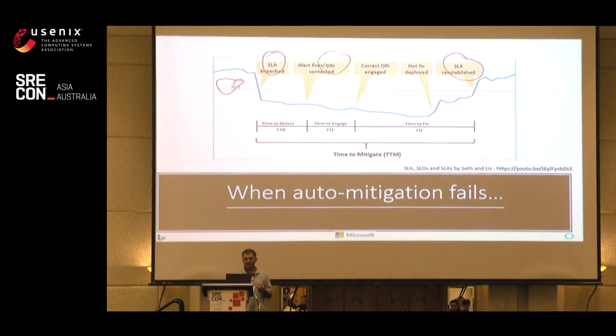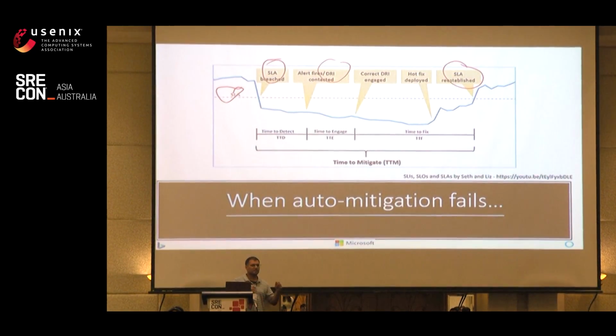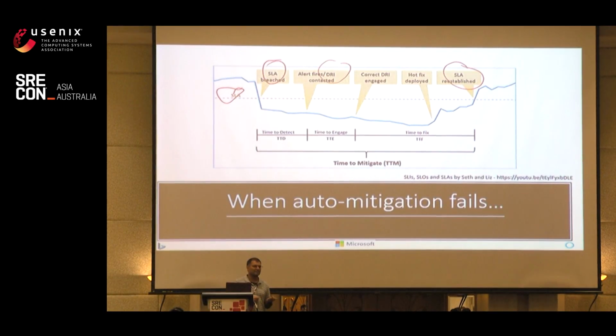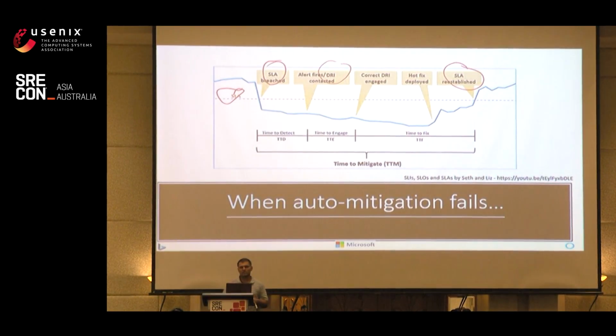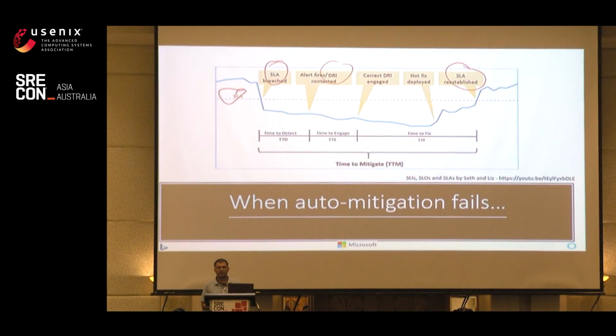So in this case, with debugging, clearly we want auto mitigation to work, right? We don't want humans to tinker around and fix problems. But it works in the majority of cases. Invariably, you're going to run into problems where the auto mitigation doesn't work. You have to do something. Somebody has to take an action.